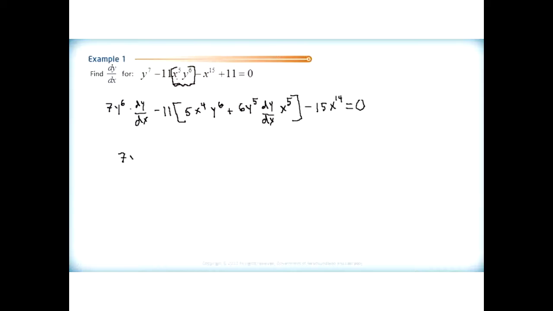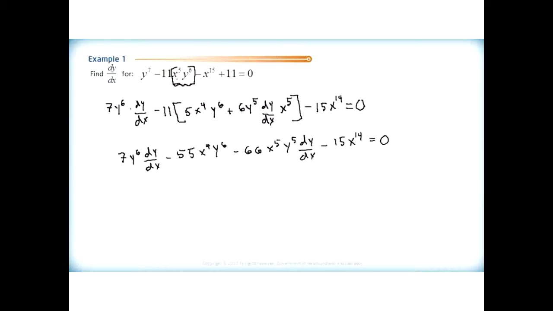So I've got 7y to the power of 6 times dy over dx. And then I'll carry my 11 through using distribution. So I have negative 55 x to the power of 4, y to the power of 6, minus 66. And I'm going to write this in a different order: x to the power of 5, y to the power of 5, and then my dy over dx. Doesn't really matter, but that just looks a little cleaner, I think. And then we still have our minus 15 x to the power of 14 there.